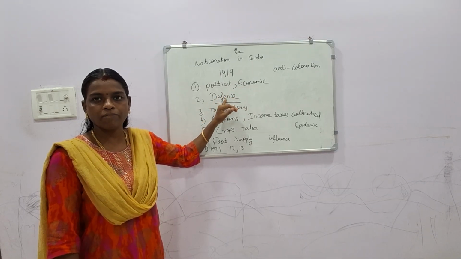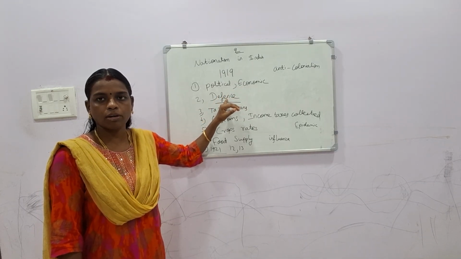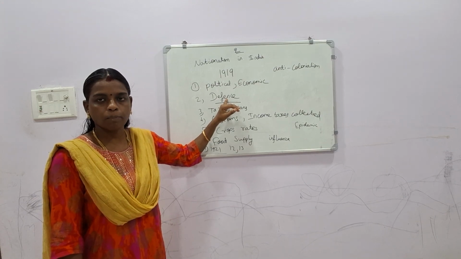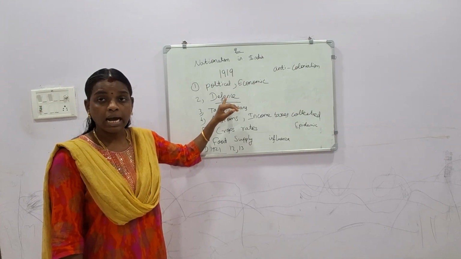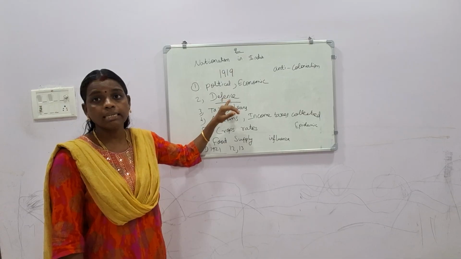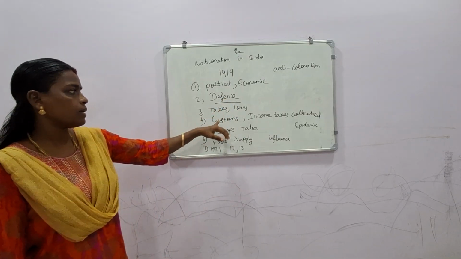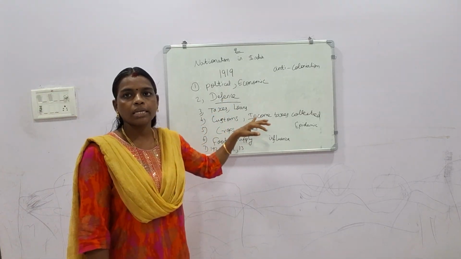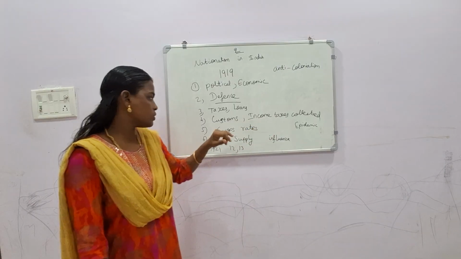They spent a lot of money on defense. When they spent a lot of money on defense, they got the support of money as a loan, and they also increased the taxes. Customs taxes were increased, and income taxes were also introduced.